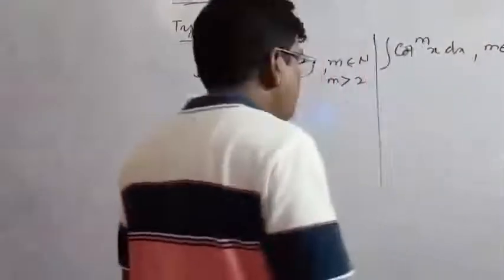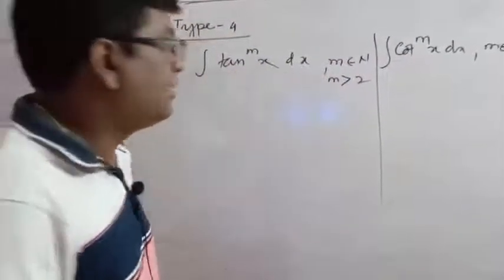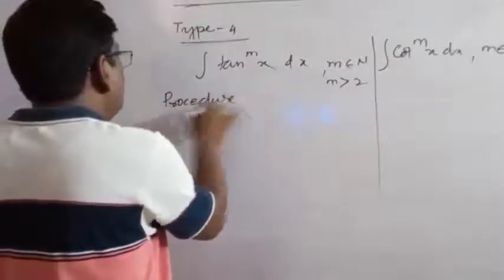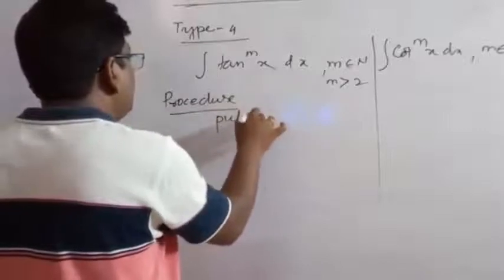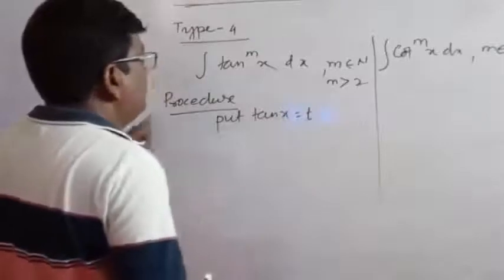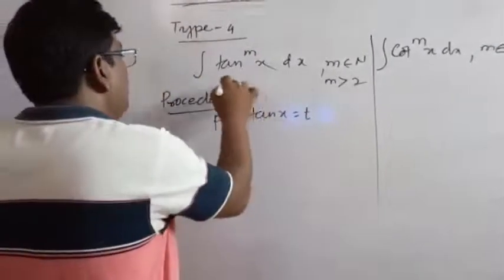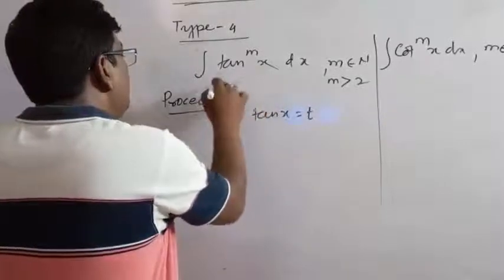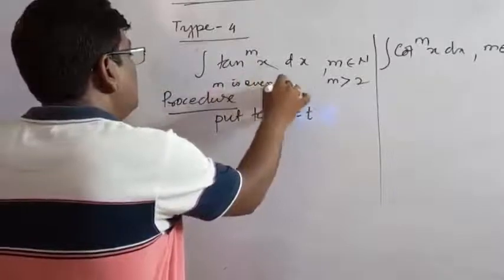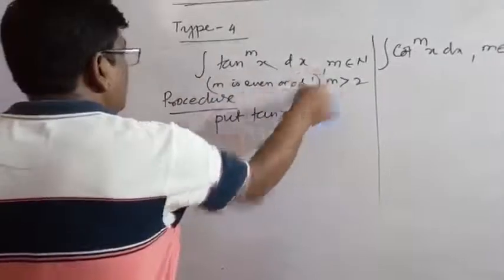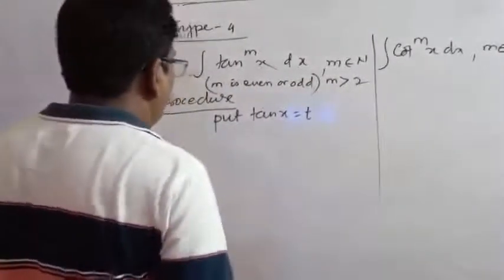If m is equal to 2, then we can use tan square x is equal to sec square x minus 1, then integrate. Procedure: put tan x equal to t. M may be even, m may be odd, both are possible.